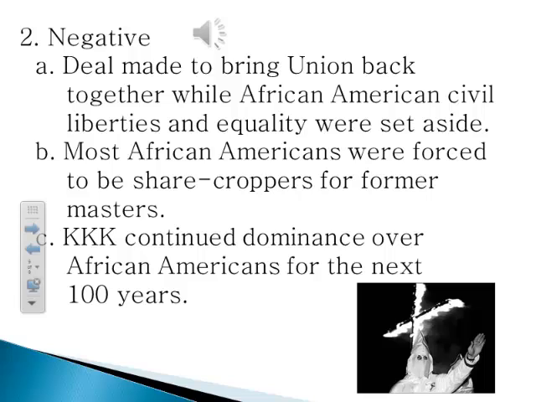And finally, the KKK emerged more powerful than ever after the end of Reconstruction and continued to intimidate and harass African Americans over the next 100 years until Martin Luther King and the Second Civil Rights Movement would emerge.